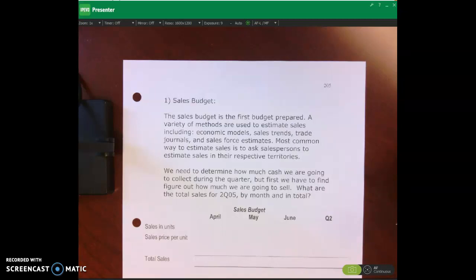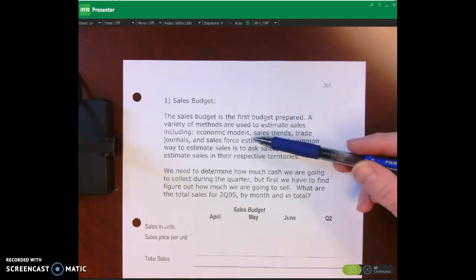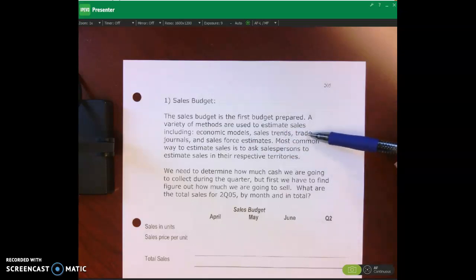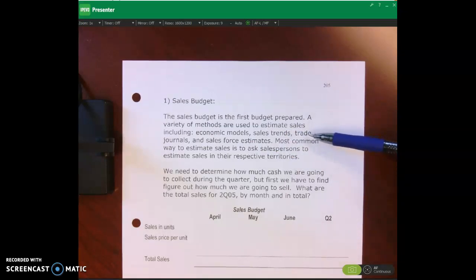Just like here at Mary Washington, we could be talking to admissions saying, how many students do you think that we can enroll? Because for Mary Washington, a big component of revenue comes from tuition and room and board. Okay, so we need to know how many students we think we can enroll. How do we do that? Well, we talk to the admissions officers. That would be one way. We could also look at some economic models, some sales trends, and perhaps even some trade journals as well.